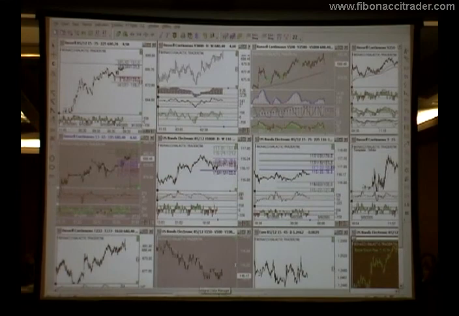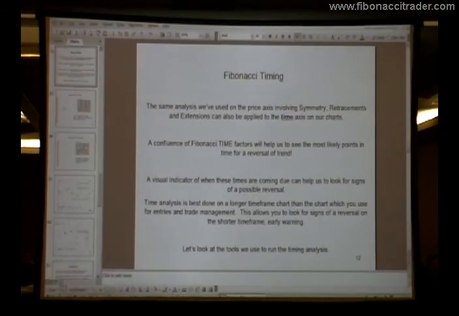Why don't we get into the timing a little bit, because I have a lot of examples that cover how to use those two factors together. Any questions, though, at this point? Yes.